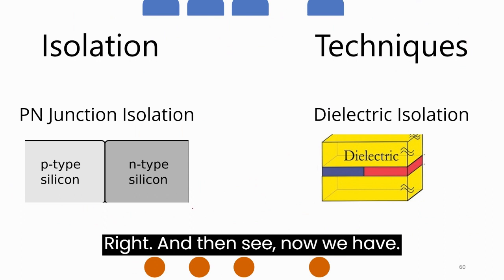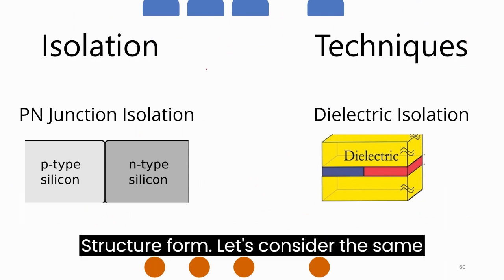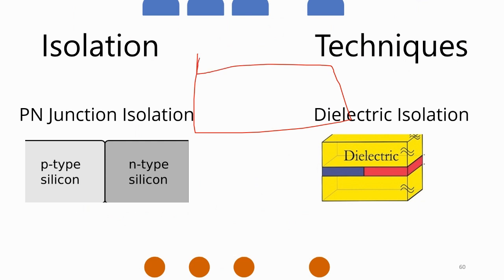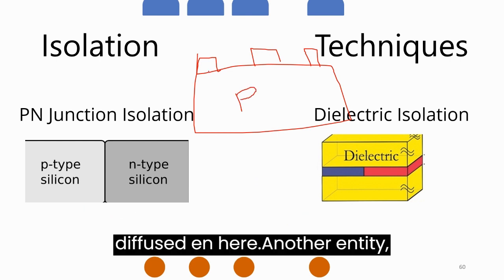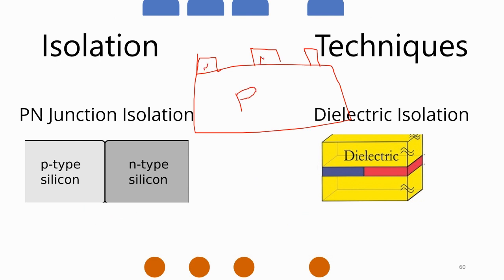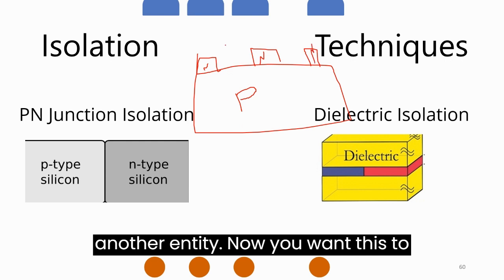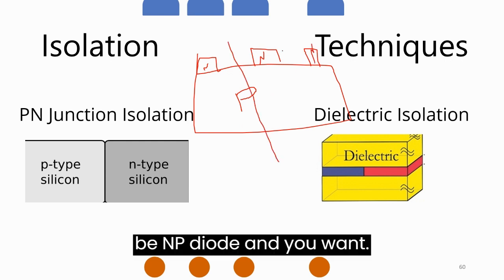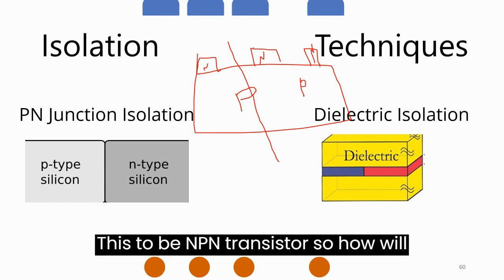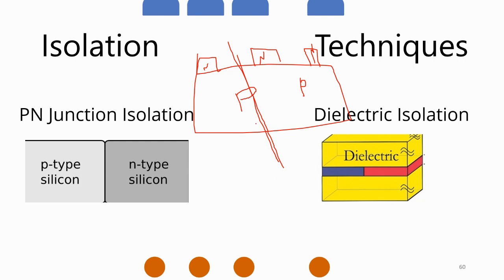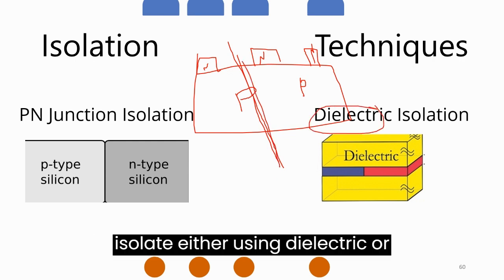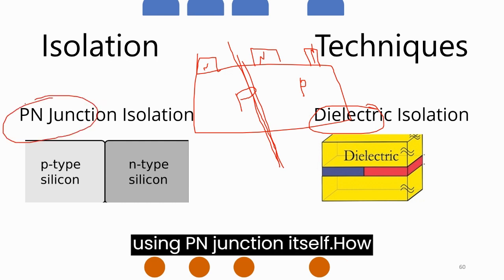And now we have the structure formed. Let's consider this as P. Now we have diffused N here, another N here, another N here. Now you want this to be an NP diode and you want this to be an NPN transistor. So how will you differentiate this? How will you isolate this? In this case, you can isolate either using a dielectric or using the PN junction itself.